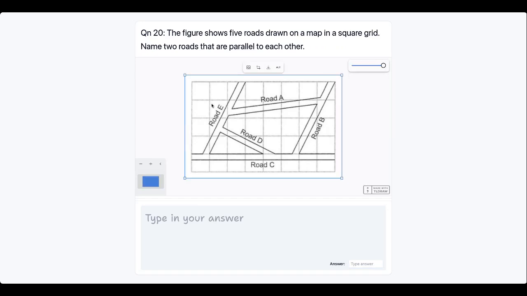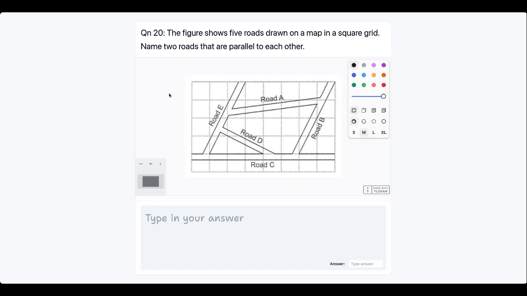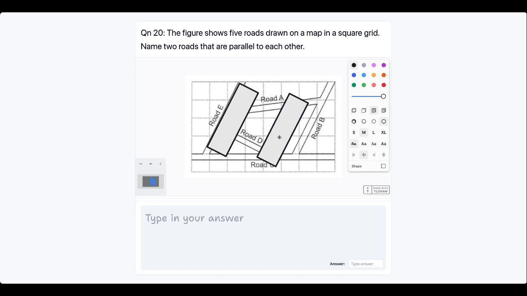Question number 20. The figure shows 5 roads drawn on a map in a square grid. Name 2 roads that are parallel to each other. Okay, so you can have your ruler ready. I'm just going to make it like this. And then you should have another ruler as well, like this.